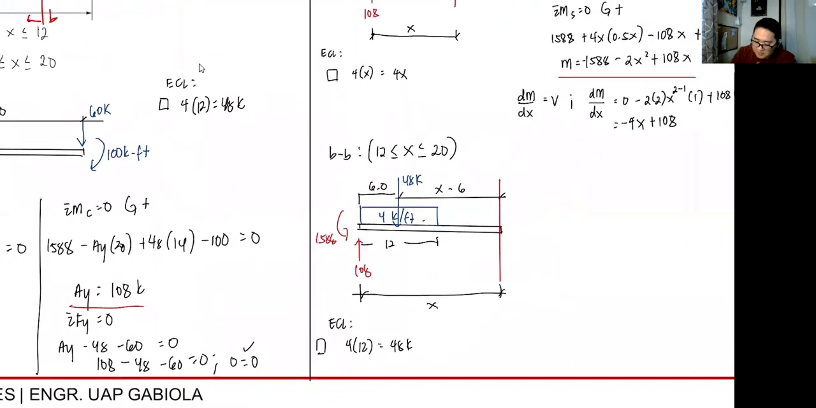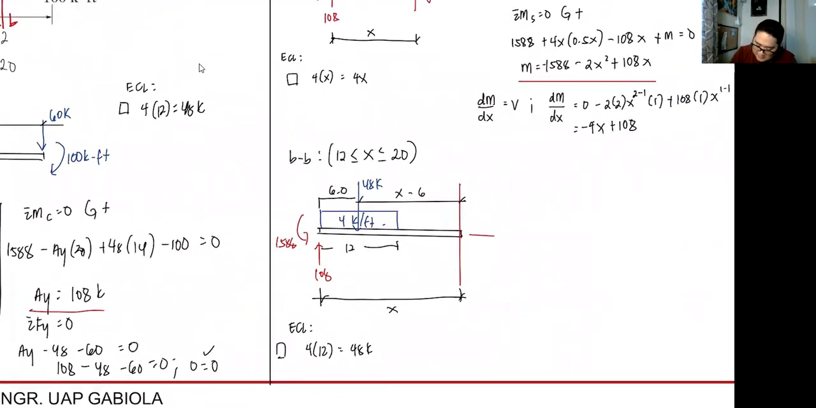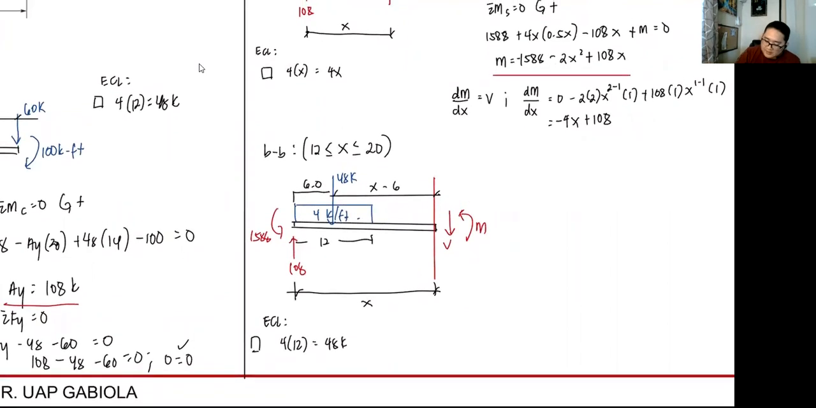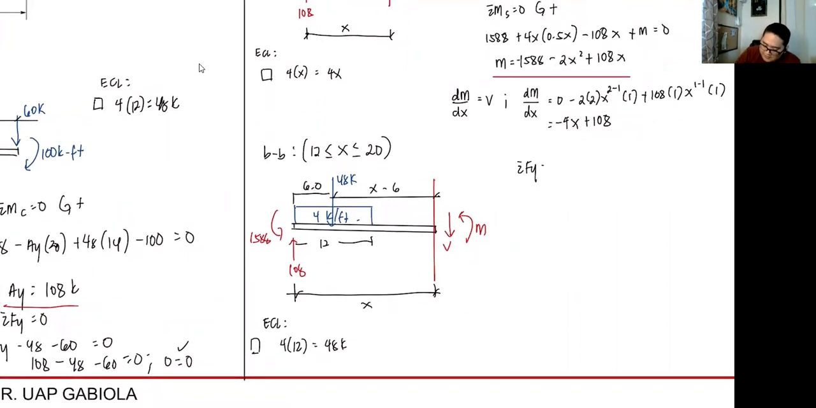Then, i-expose lang natin yung mga forces natin. Normal force, hindi nakasama. So, si shear is magka-clockwise and then si moment is magte-tend na i-lift pataas yung ating. Okay? Then, summation of forces y is equals to 0, taking upward as positive. We have 108 minus 48 minus v natin, is equals to 0.